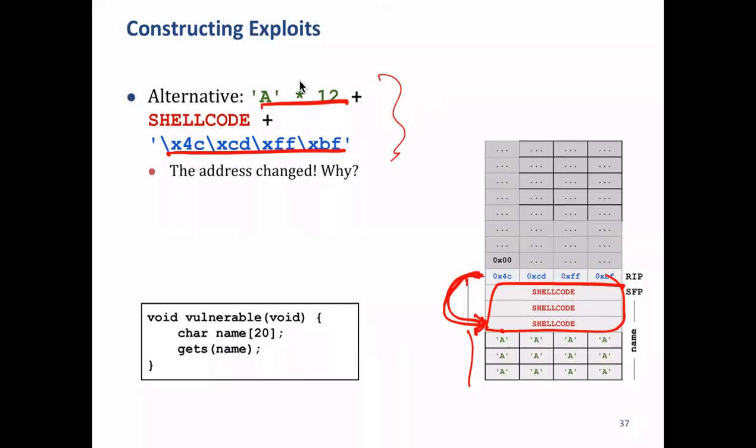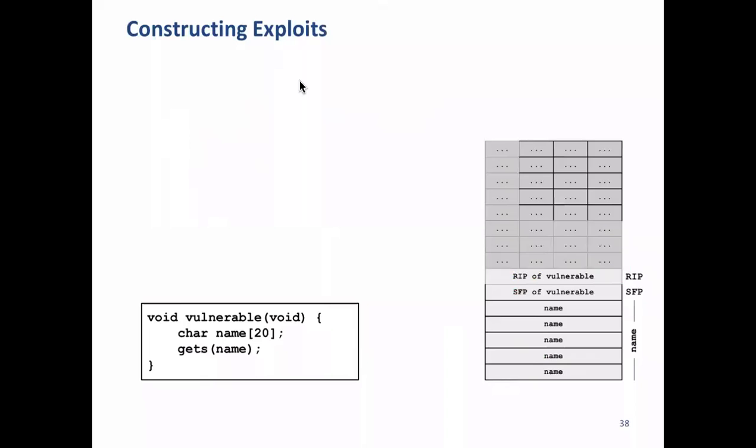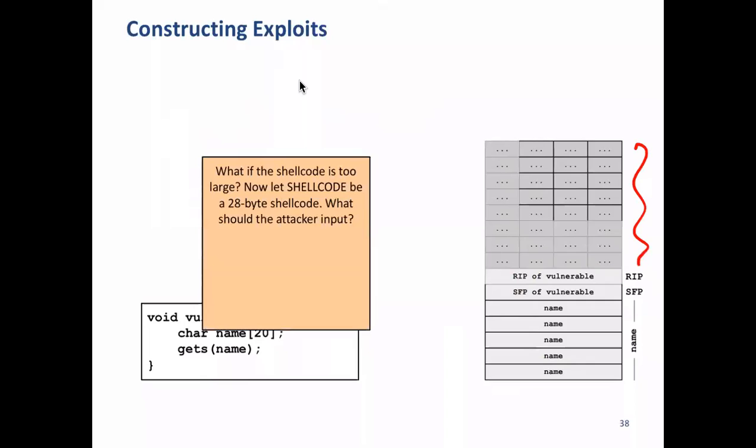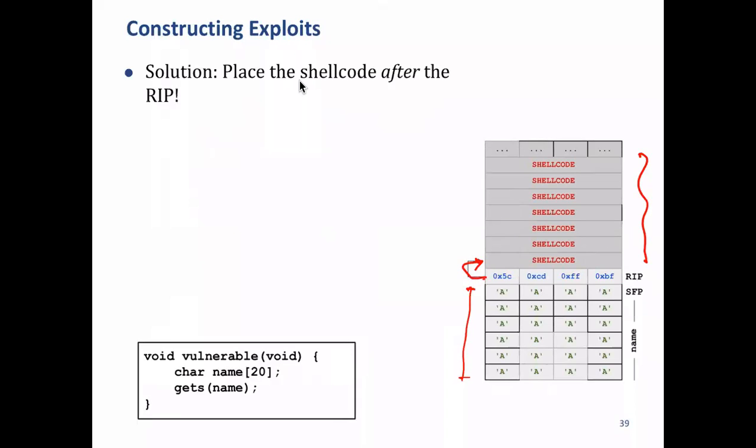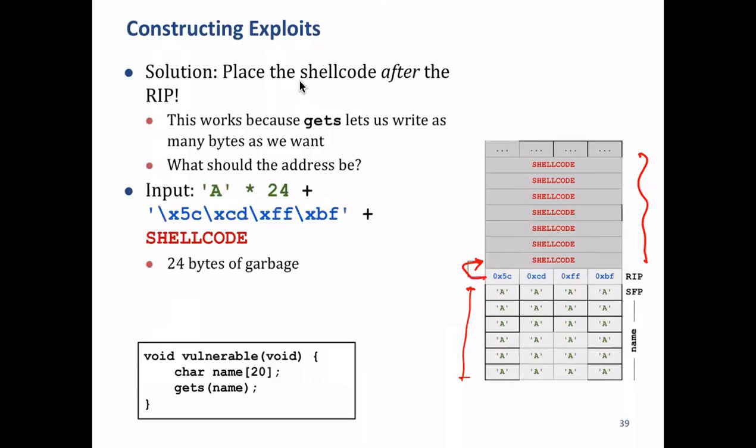What question comes to your mind? If the shellcode is more than 12 bytes, then what to do? Then you can put the shellcode anywhere in the stack. So you can put the shellcode here and put intelligently all these characters, and then put the return address as the beginning of where the shellcode starts, this one. All right. Any question?